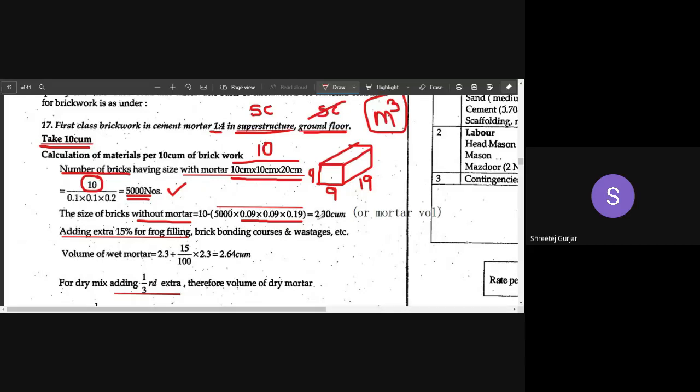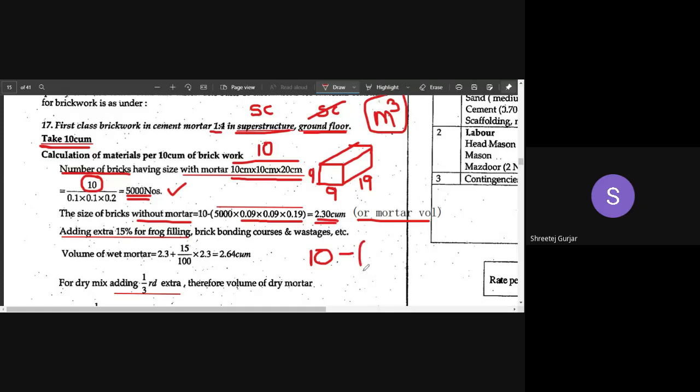Or this is what? This is nothing but mortar quantity. This is the size of bricks without mortar, or it is nothing but the mortar volume which we are going to calculate. So 10 meter cube is the total work which you are going to do, minus the brickwork without mortar, and you will get the quantity of mortar that is required.